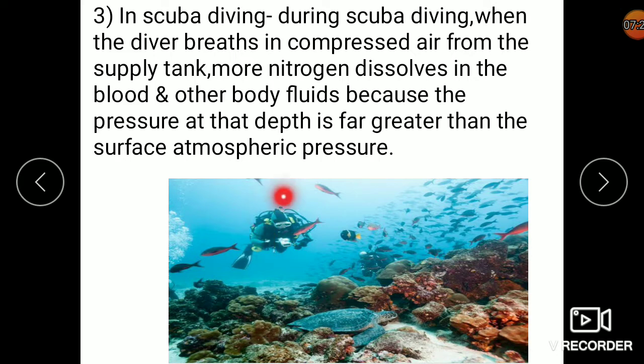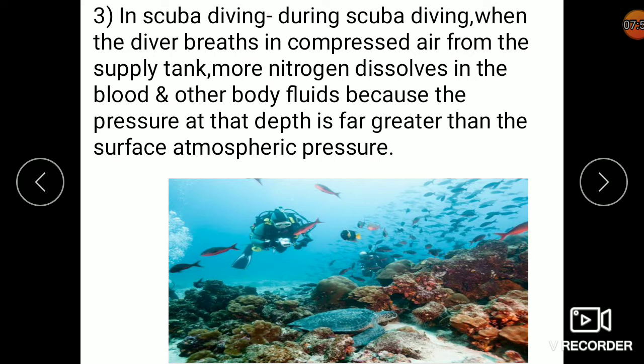So that is one condition. Next, what happens if more nitrogen gets dissolved in their blood when they are at the bottom of the sea? That results in a critical condition for them. Now, how does the critical condition arise? When they start going back to the terrestrial side, while moving upward, that dissolved nitrogen has a tendency to come out rapidly in the form of bubbles.